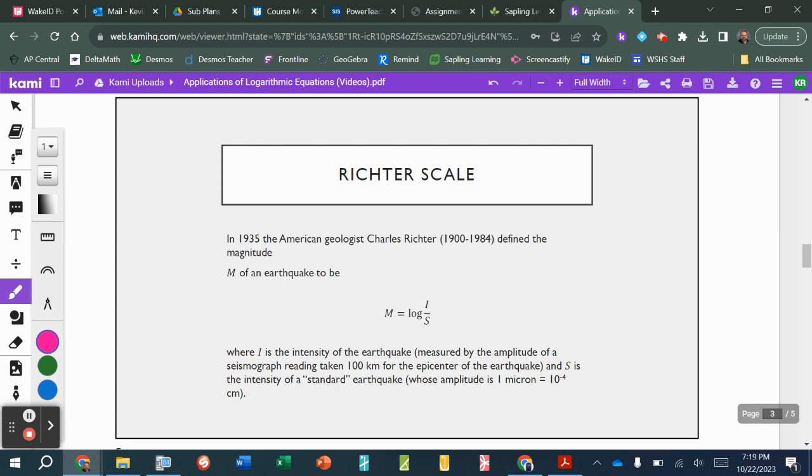When there's no earthquake, and that's what the capital S here represents, we call it the standard earthquake, and it has 1 micron of deflection, or that's 10 to the negative fourth centimeters. And so we're taking a ratio of what we see on the seismograph compared to what we call the standard earthquake. You take the common log of that ratio, and that's what gives us our magnitude.